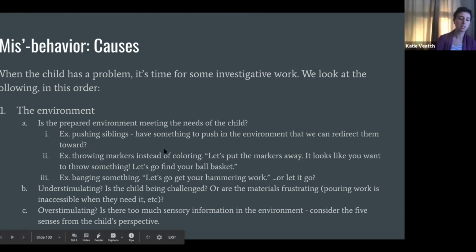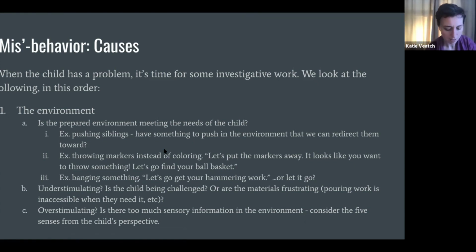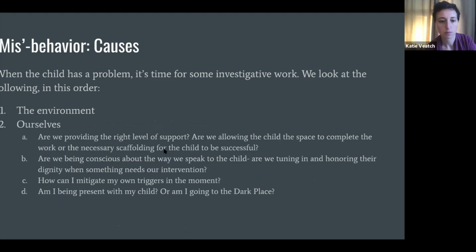And that's when we need to get down into that with the 5 senses, right? When you think about the 5 senses. So let's think about, if we've gone through the environment and the environment is meeting the needs, let's think about ourselves. Are we providing the right level of support? Are we allowing the child the space to complete the work? Or are we providing the necessary scaffolding for the child to be successful?